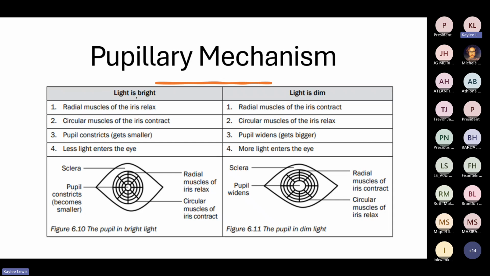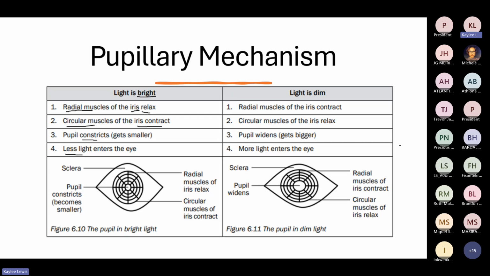So if we're looking at bright light, remember the end goal is that the pupil constricts. How does that happen? Your radial muscles of the iris, important you mention that, relax. Your circular muscles of the iris contract, your pupil constricts, and the end result, this is your fourth mark that some students tend to leave out, is that less light enters the eye. So remember, I always tell my students, you've got to finish the story off.